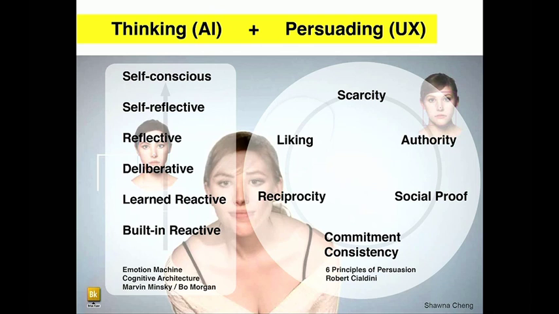The built-in reactive is like if I put a match to my skin, that's reactive, right? And then learned reactive is if I put a match up to my arm and I know that that's going to happen, and I pull my arm away because I've learned that. Deliberative means that as soon as I see a match go up, I try to get away from it because I'm making a decision. Reflective means I did that and therefore I know something about fire. Self-reflective means I did that and that says something about me. And then self-conscious, that's an interesting conversation we don't need to get into.